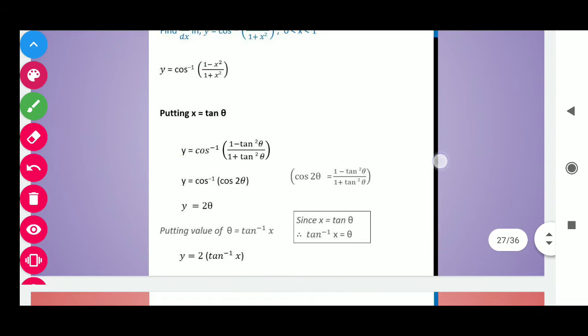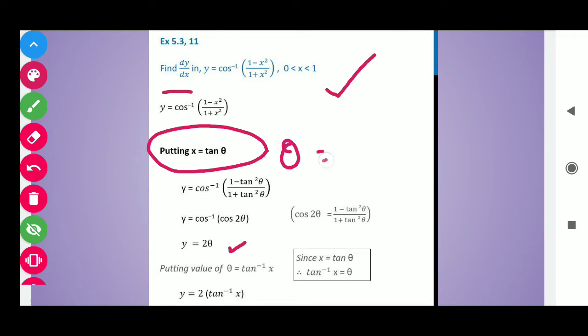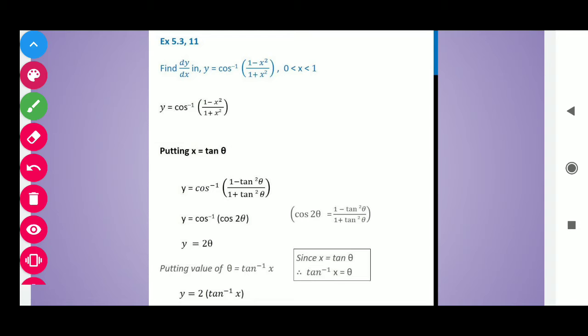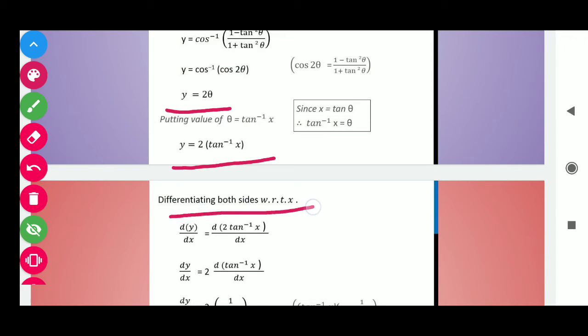Now we have to take the derivative with respect to x, and our question is in the form of x. But students, here we come to theta, so put the value of theta in terms of x from here. In this way we get theta is equal to tan inverse x. Now put this value again and then we do derivatives. So in this way we get y is equal to 2 tan inverse x, and now differentiate both sides with respect to x.